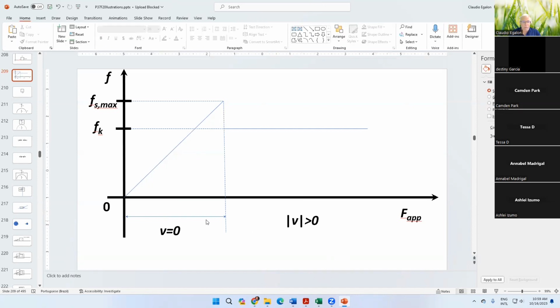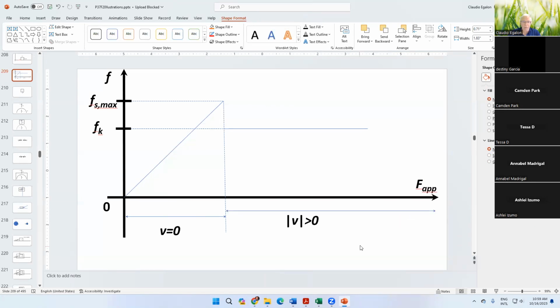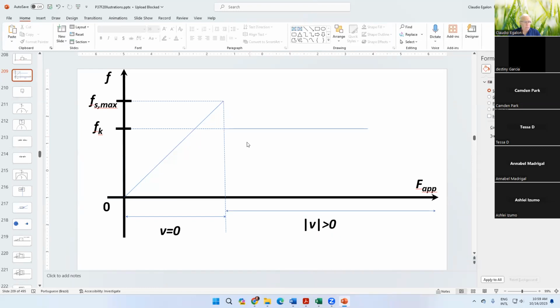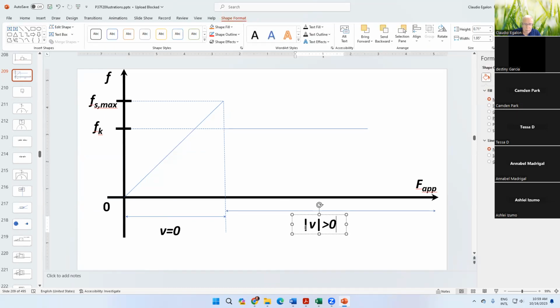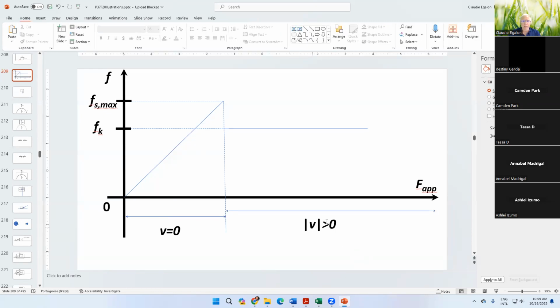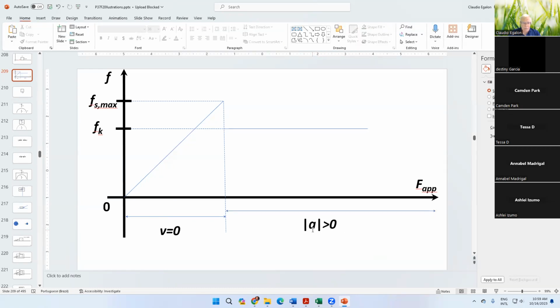Like in this region here. And don't forget that's the applied force here. It can be accelerated. In this case here, it will be accelerated. It would be better to put V different from 0, and the acceleration would be greater than 0 as well. That's how it works.